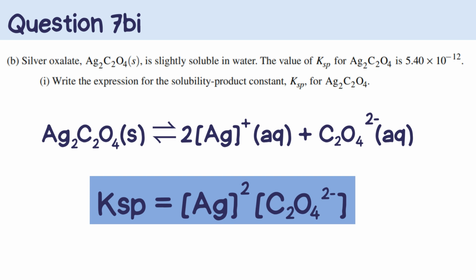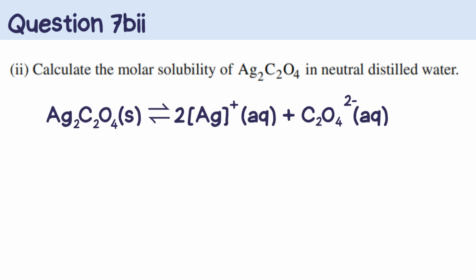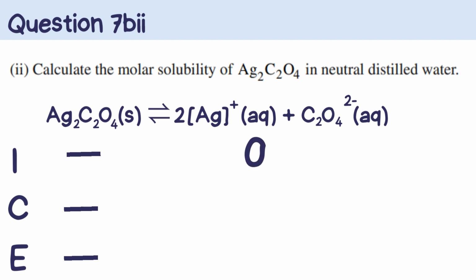Now let's move on to the second part, 7b, which asks us to find the molar solubility of the silver oxalate in water. Let's bring back the equation of what happens to the solid in water, and we're going to do an ICE table to find out what needs to be replaced. Let's start by placing our I, C, and E, which stands for initial, change, and equilibrium. Our initial for the silver oxalate solid is just going to be dashes, because we don't include solids in our ICE tables. For both ion concentrations, it's going to be 0, because we don't have anything.